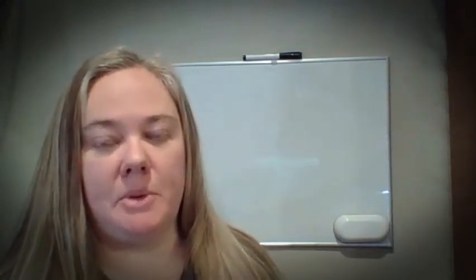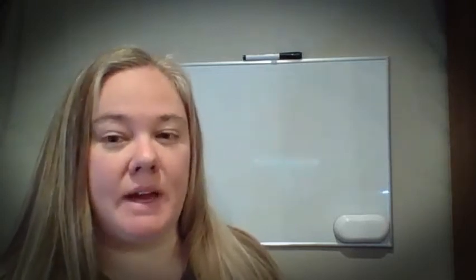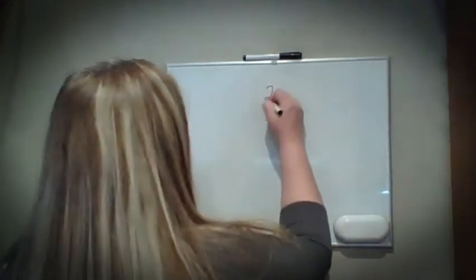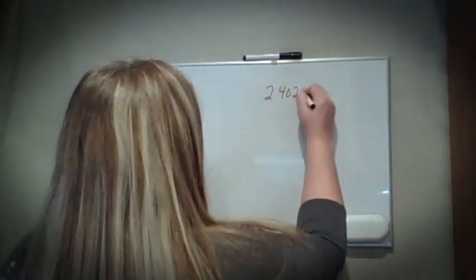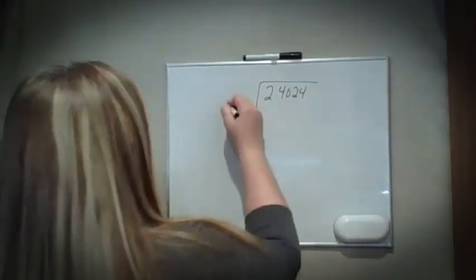When we're doing so, remember to take your dividend and divide it by your divisor. So 2.4024 is our dividend, divided by 0.924, which is our divisor.